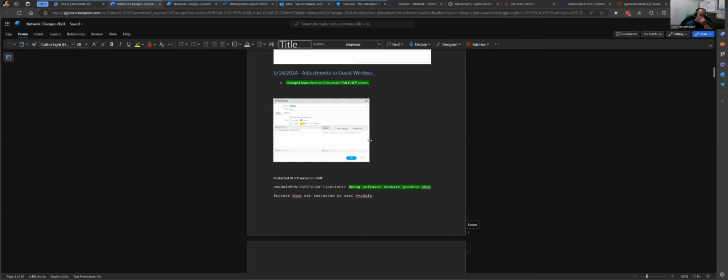Network changes. So I keep a document. Every change I make on the network, I document it with screenshots. It's a great idea. Everybody should do it. So what I did was on our firewall here. Let me zoom this in a little bit and make it a little easier to see.